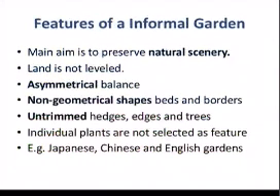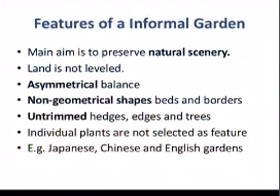Now we'll see the features of informal garden. Here the main aim of the informal garden is to preserve the natural scenery. So there's no leveled land area, we can use it as it is. It has asymmetrical balance, that means we don't need to maintain uniform shapes on either side of the garden, and the beds and borders are non-geometrical. No need to trim hedges, edges and trees. We can grow them as they are, because the main aim is to preserve natural scenery.